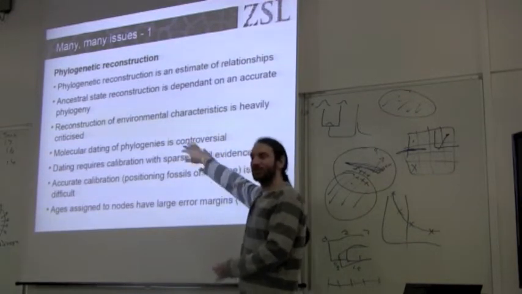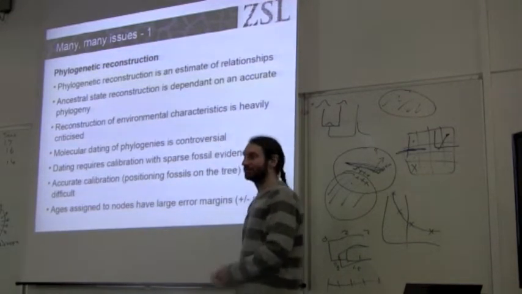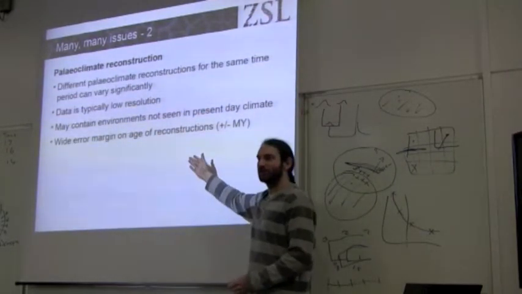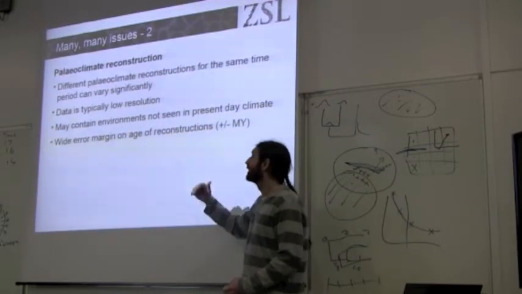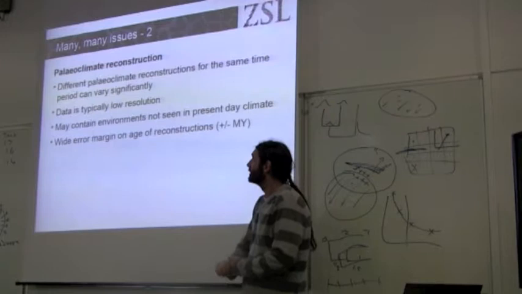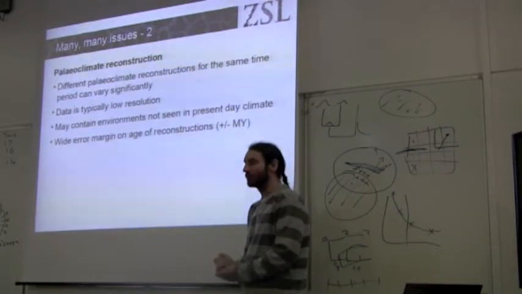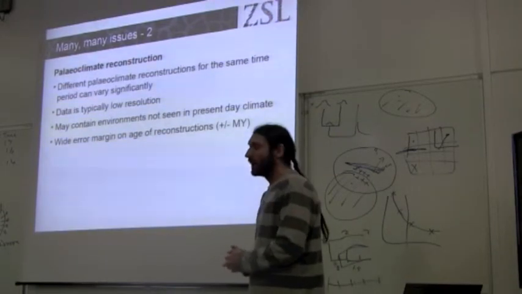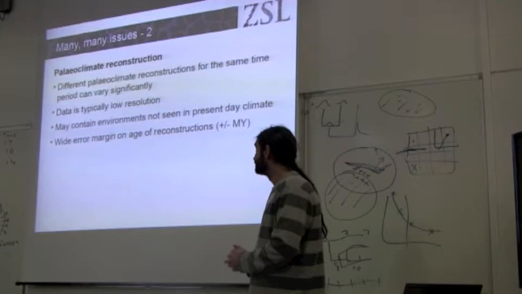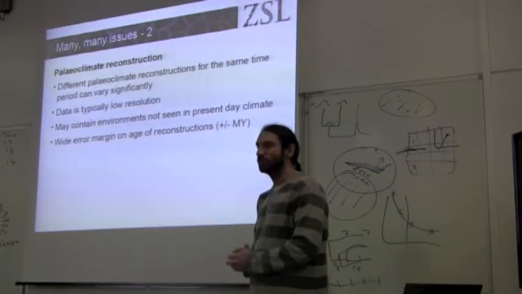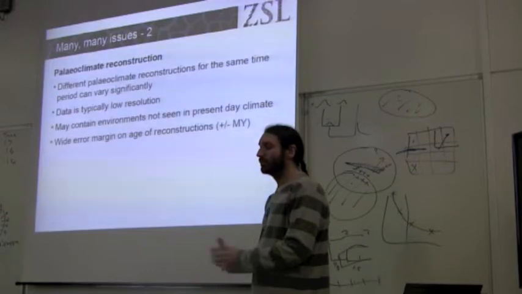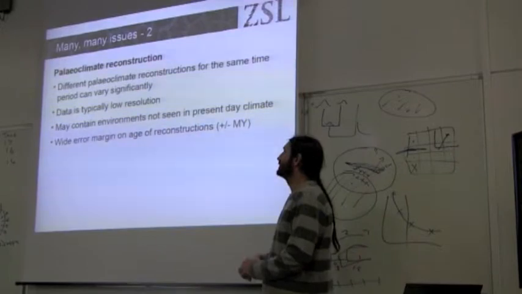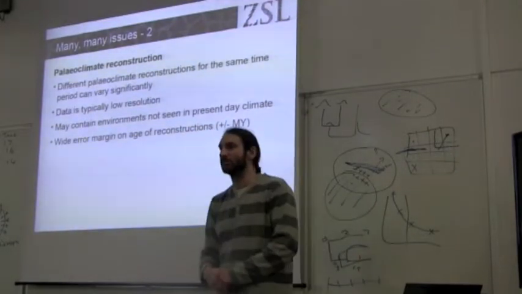So, our phylogenies come with a whole bunch of uncertainties. Our paleoclimate reconstructions come with a whole load of uncertainties. We have different models reconstructing different environments. Okay? The data is low resolution. We have this issue of non-analogous climates being evident in the past, and we don't see them in the present. And we have a large error margin in terms of the age that we can assign to our paleoclimate reconstructions.